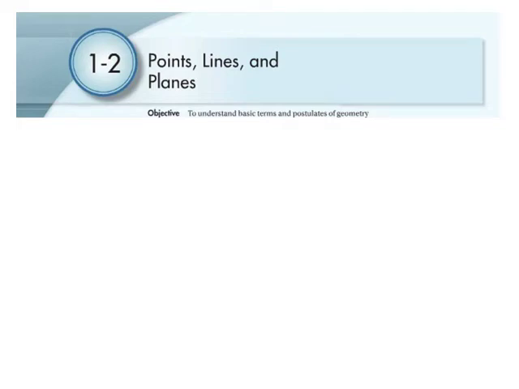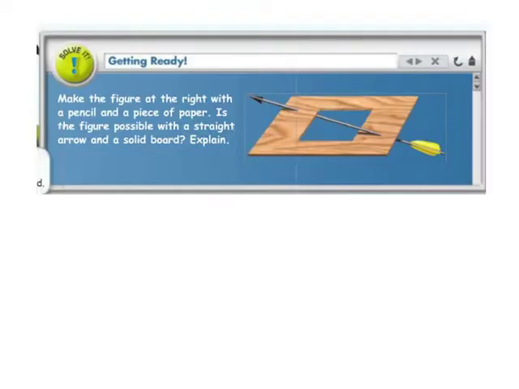All right, here's your first video, 1.1-2, points, lines, and planes. So let's take a look at this. It says, make the figure at the right with a pencil and a piece of paper. Is the figure possible with a straight arrow and a solid board?